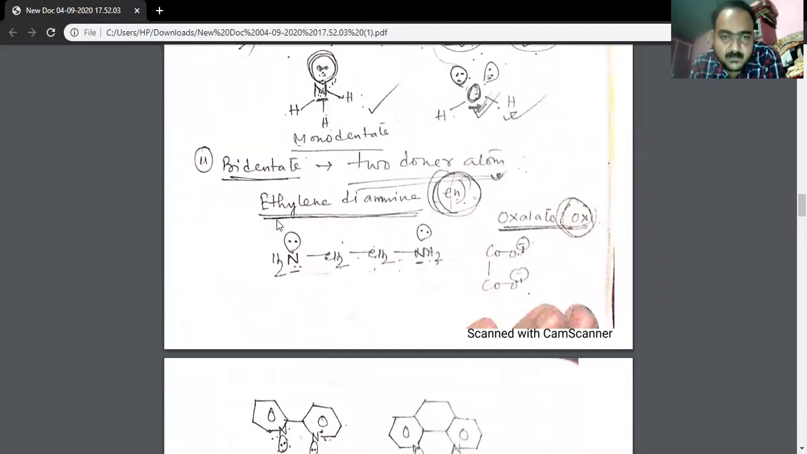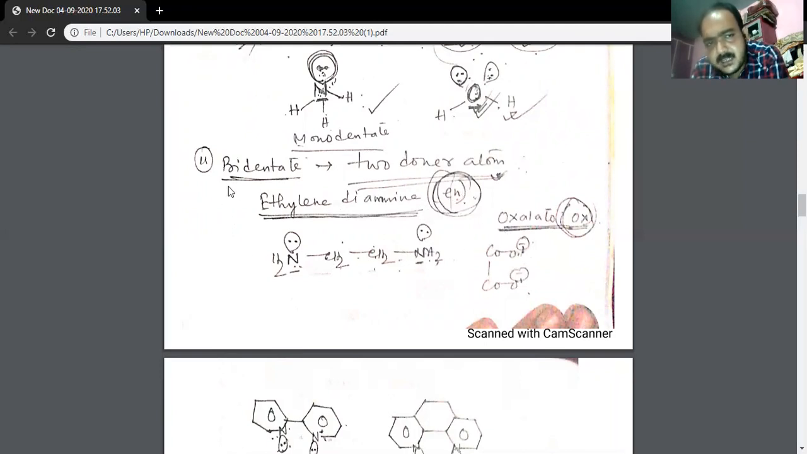Now see, ethylene diamine. This is a classical example of bidentate ligands. Ethylene diamine is NH2, single bond, CH2, single bond, CH2, single bond, NH2. You should see there are two donor atoms. Here is one nitrogen atom having a lone pair, and here is another nitrogen atom having a lone pair. So this is a bidentate ligand. In coordination chemistry, ethylene diamine is written in the short form as en, small e and small n.